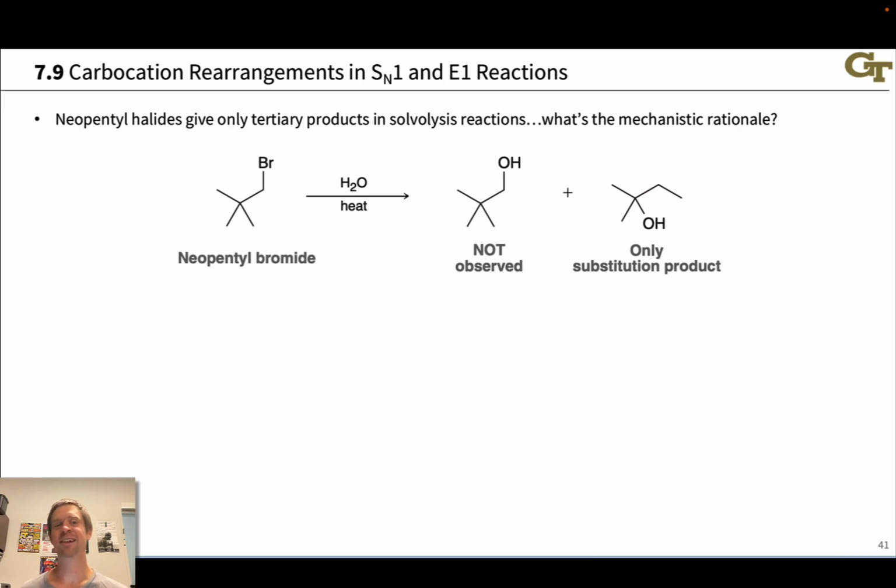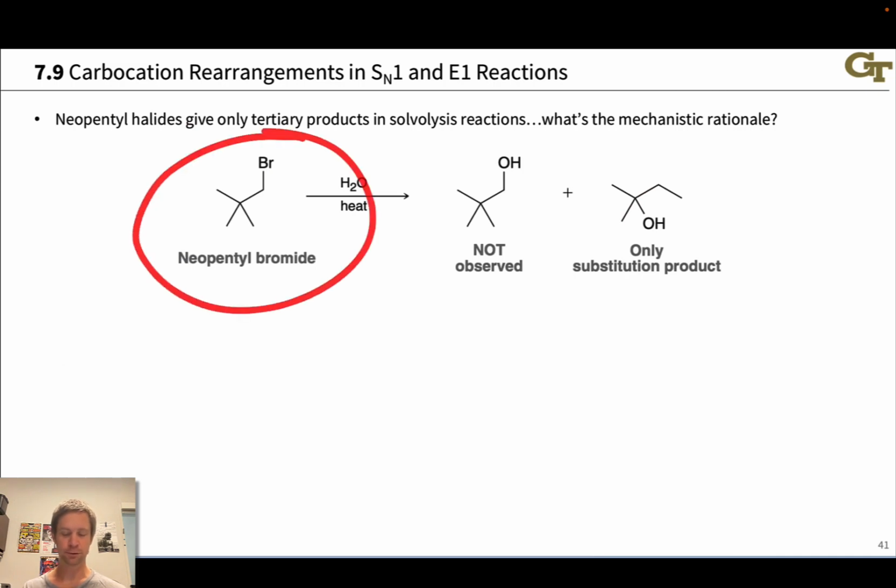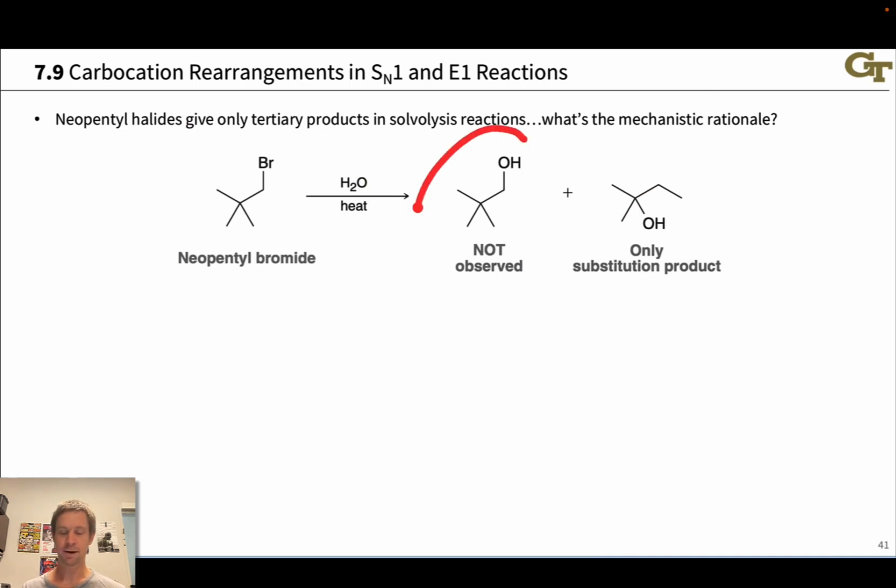Neopentyl alkyl halides react very slowly in SN2 reactions and cannot react in E2 reactions due to the lack of beta hydrogens. However, they can react under solvolysis conditions with weak nucleophiles in solvent quantities like water and alcohols. When we take, for example, neopentyl bromide and put it in the presence of water and heat, we do not see this primary alcohol product, this neopentyl alcohol.